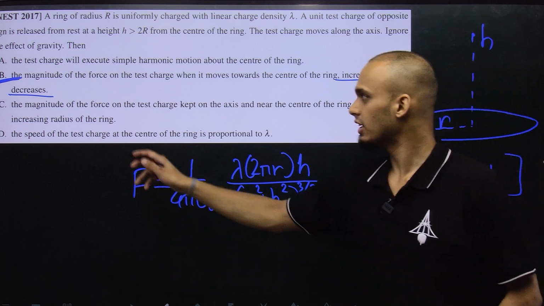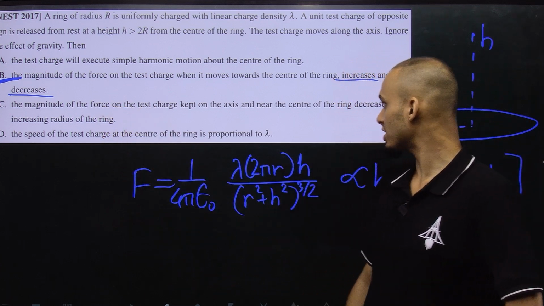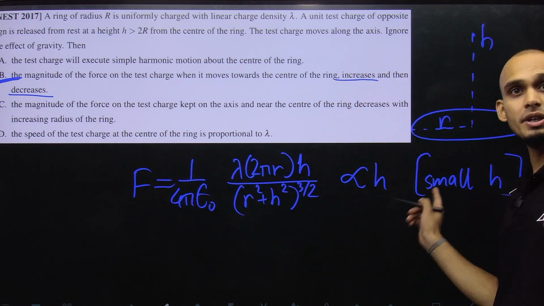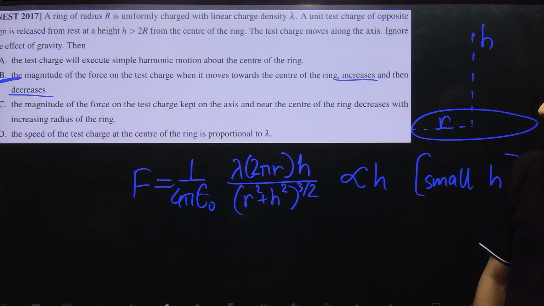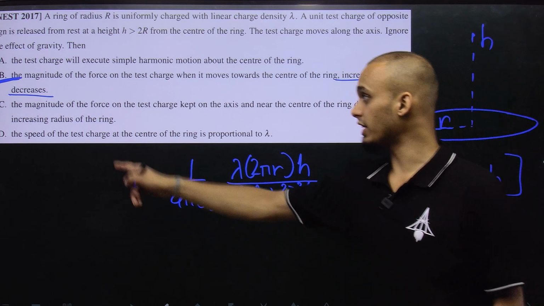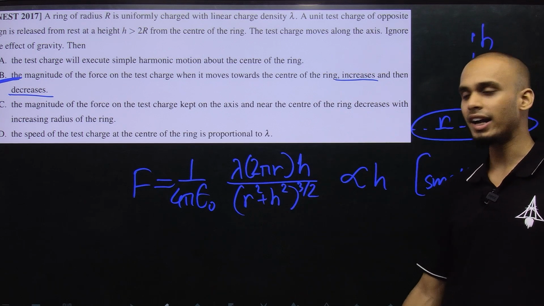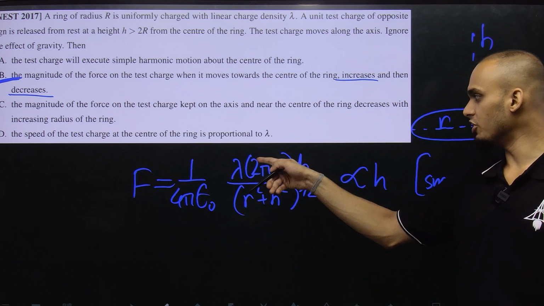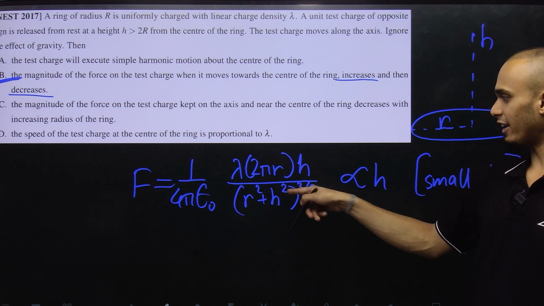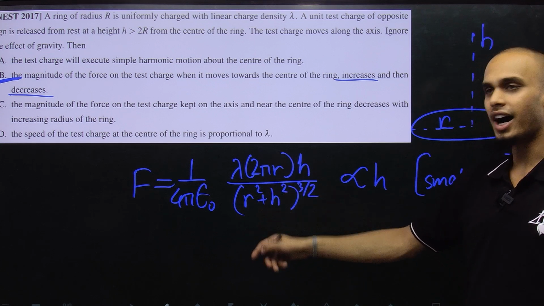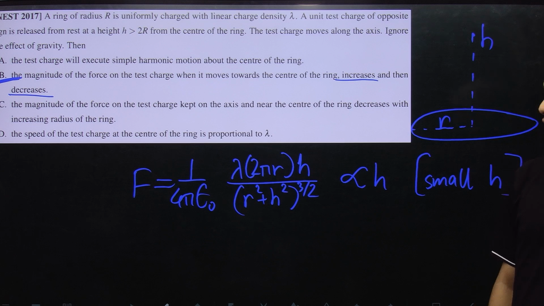Let's check whether the magnitude of force on a test charge near the center of the ring, which means for small h, decreases with the radius of the ring. When the h value is small, we can neglect h with respect to r. The denominator will be r cube, the numerator will be r square, which cancels, and 1 upon r square will be the value of force.